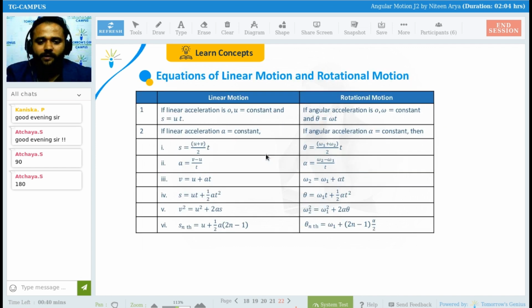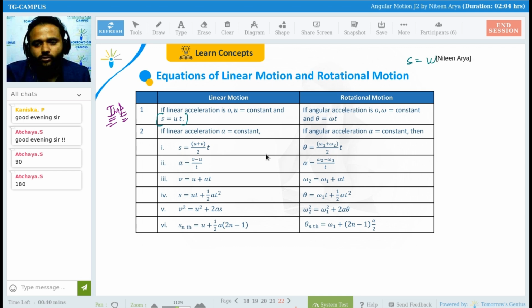So these are basically the properties. This is the important thing. I'm not going to prove or rewrite anything, but that is very, very important. I'm just going to tell you a few important aspects of that. In linear motion, if linear acceleration is 0, it means u is constant, and then you can say displacement is ut. This is from the second equation of motion.